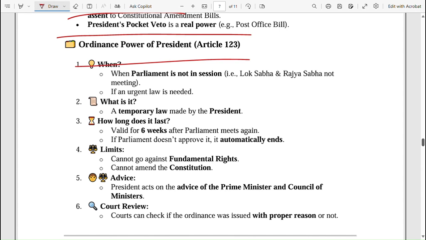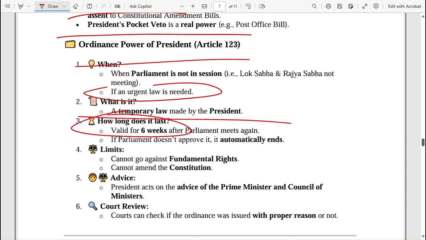Now what is the ordinance power of a president? Article 123. As I told you, when parliament is not in session and the president feels it is important to make a law, he will use ordinance power. So for the president it is Article 123. If any urgent law is needed or a policy has to be passed, even though parliament is not in session, he can instantly pass the bill without calling for a session, right?